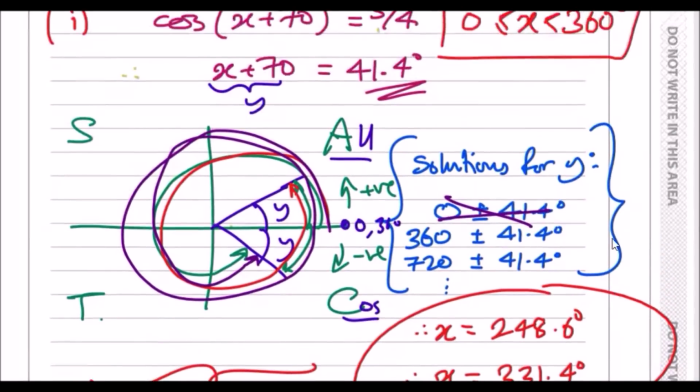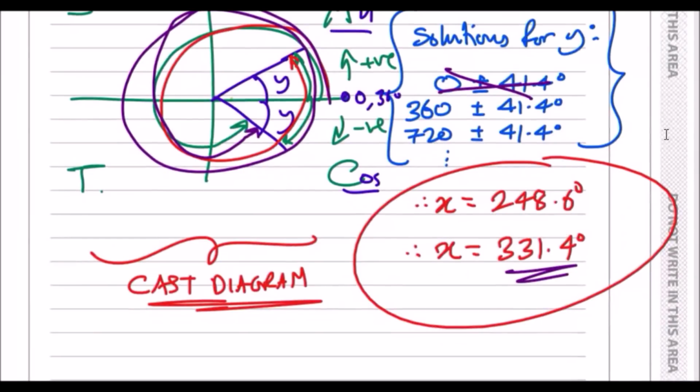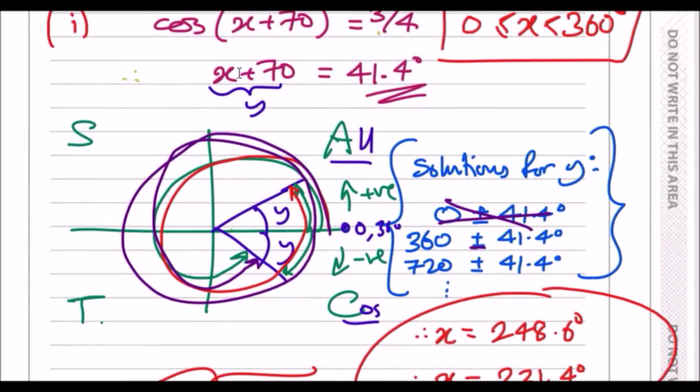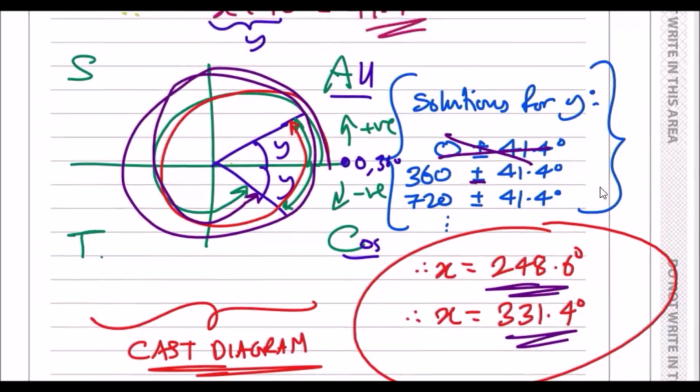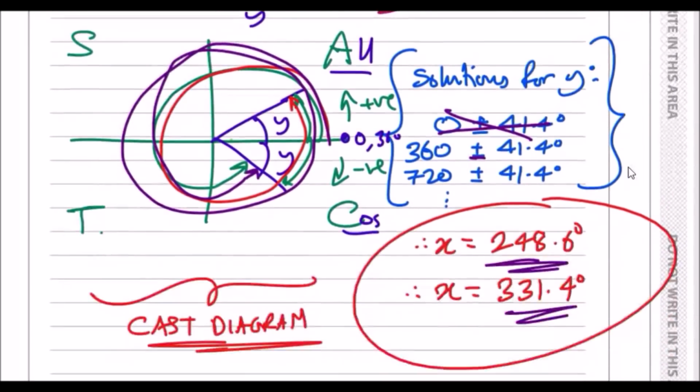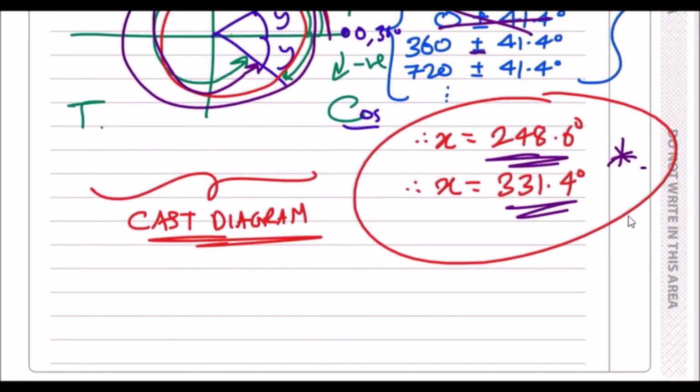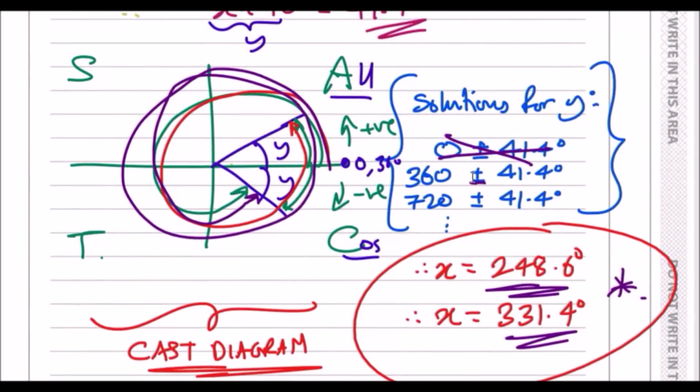And yes, that's within the 0 to 360. If I use the negative value here, you do 360 minus 41.4 and then minus 70 to find x, and you should get 248.6. Now, if you do the same for 720, you'll realize you get solutions bigger than 360. So the only 2 solutions are these, and that's it. So that's literally how you use a cast diagram in a very straightforward manner.